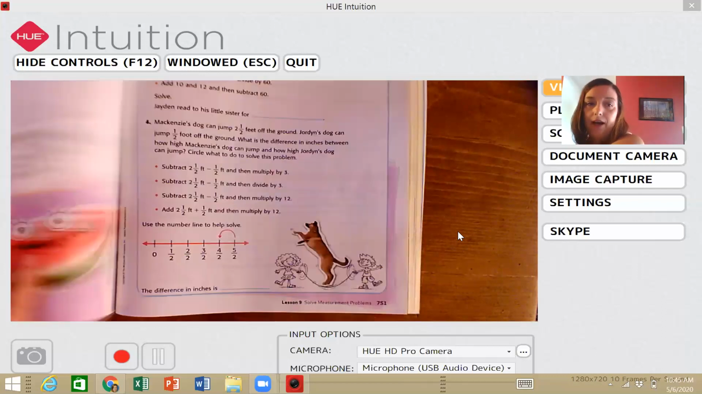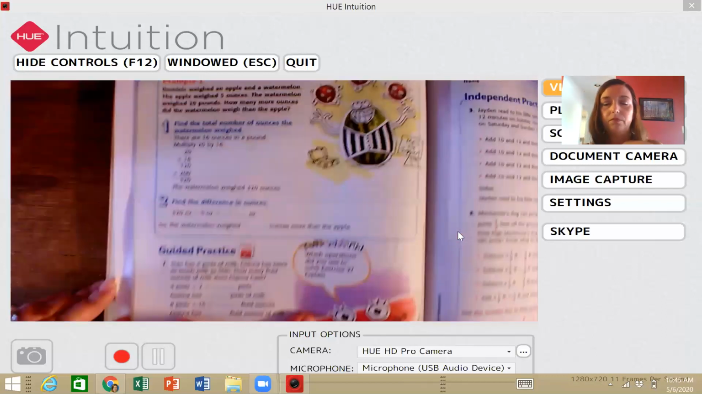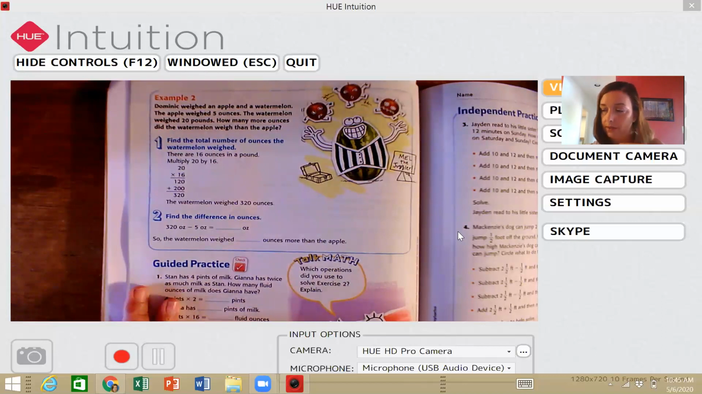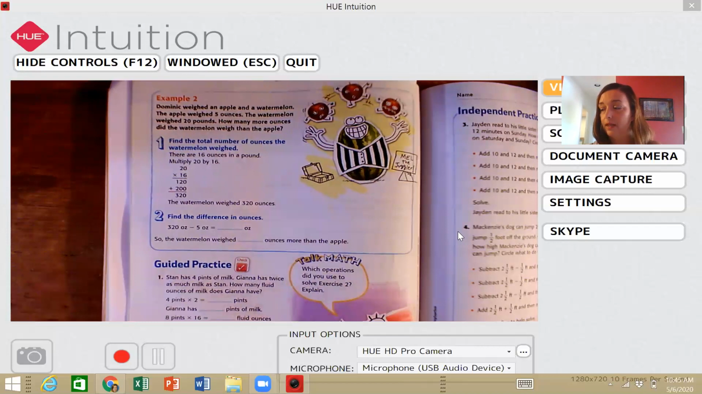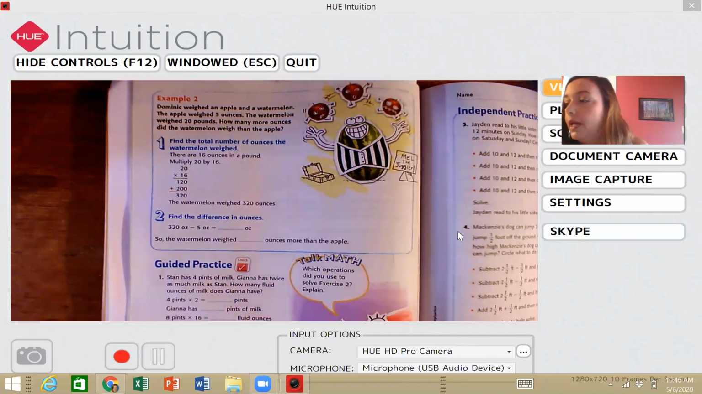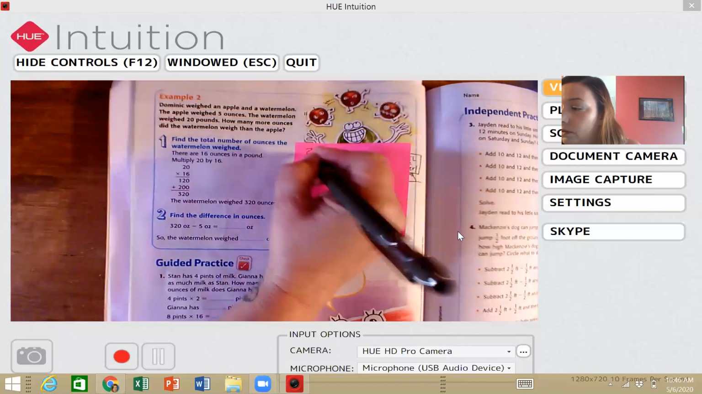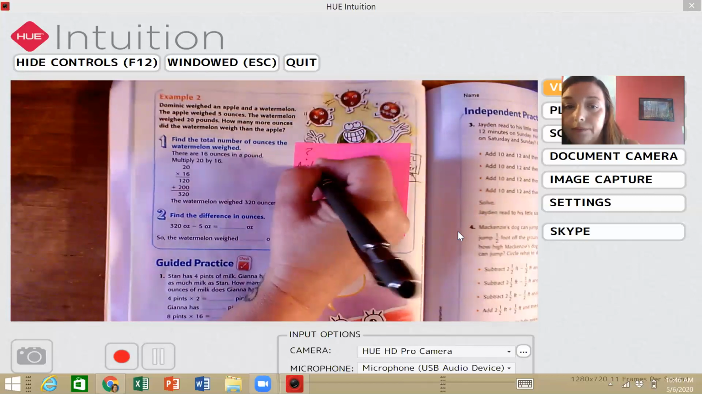Let's take a look here at example 2. Example 2 says, Dominic weighed an apple and a watermelon. The apple weighed 5 ounces. The watermelon weighed 20 pounds. How many more ounces did the watermelon weigh than the apple? All right, so the first thing that I'm thinking is, what is this problem about? And it's about an apple and a watermelon, right?